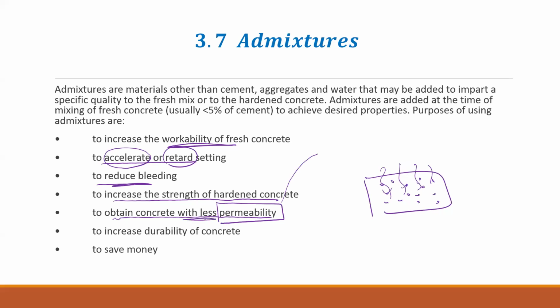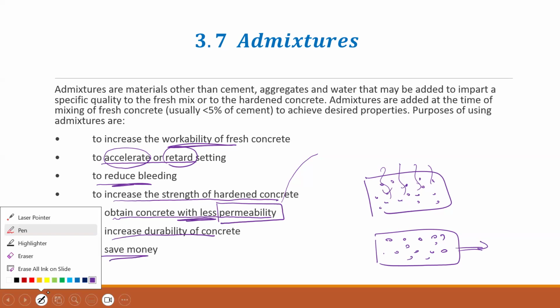So we can have some additives to get rid of the permeability, and also there are some additives to create voids in a concrete mix for special cases. We will learn about these special cases later. To increase the durability of concrete, we can have admixtures, and also to save money, we can have admixtures. So these are the purposes of admixtures.